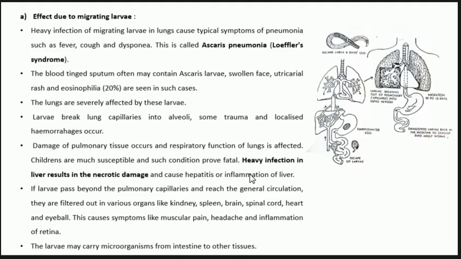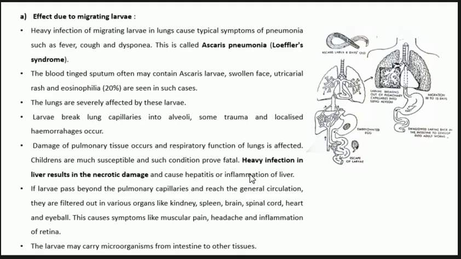Naturally, if the larvae migrate within the lungs and the alveoli and rupture the capillaries, the lungs will be severely affected. Larvae break the lung capillaries. Some trauma and localized hemorrhages may occur because of that, because if capillaries burst open, the blood will come out. So localized hemorrhages may be observed, and damage to pulmonary tissue occurs. Respiratory function of the lung is affected, and children are much more susceptible and such conditions can prove fatal for them.